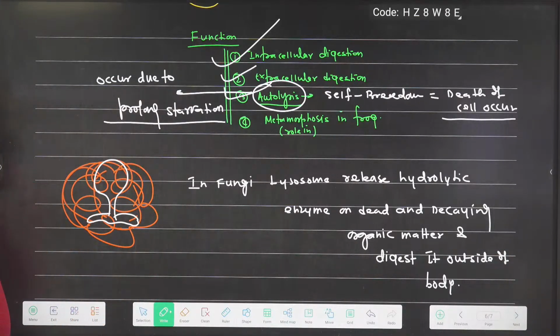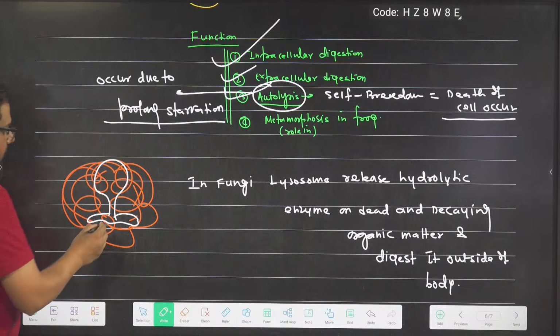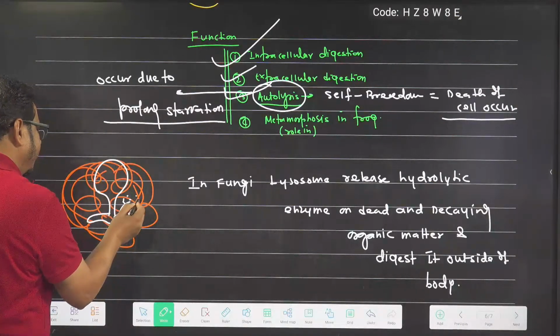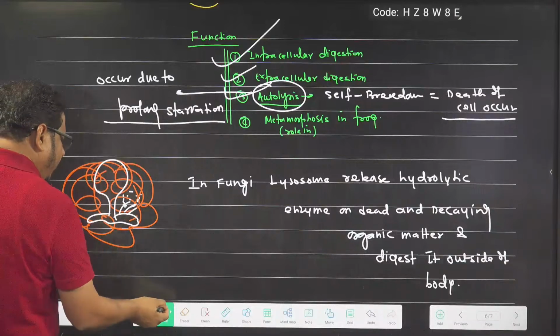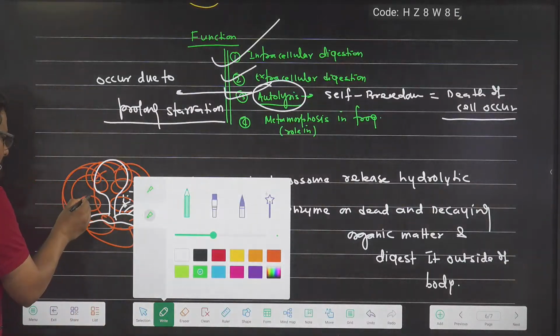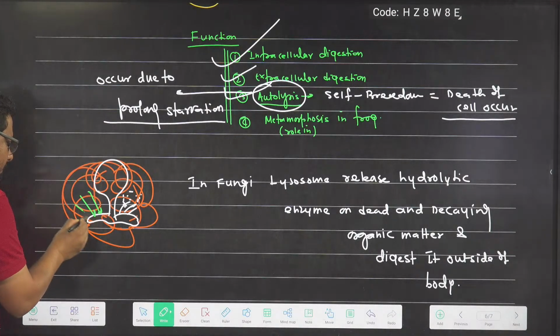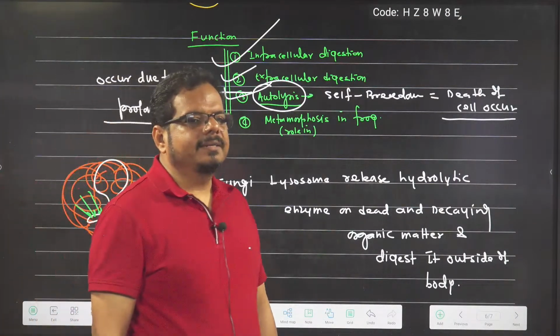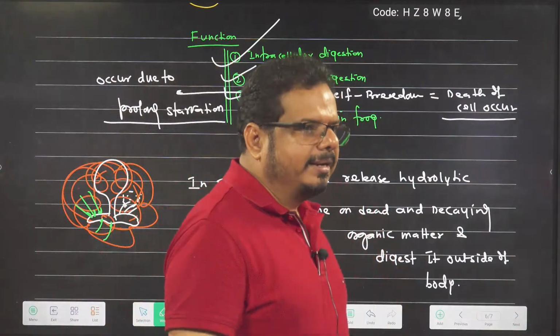Suppose that it is a mushroom. Got the idea? So they are releasing hydrolytic enzymes on food, and after digestion of food, these organic materials are outside; they are digesting and absorbing the digested food. So digestion does not occur inside the body, digestion occurs outside of the body. Are you getting the idea?